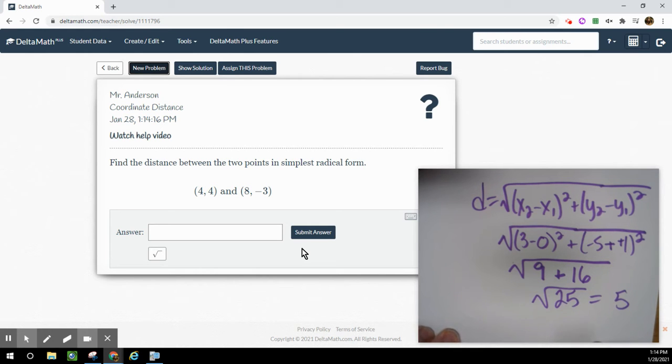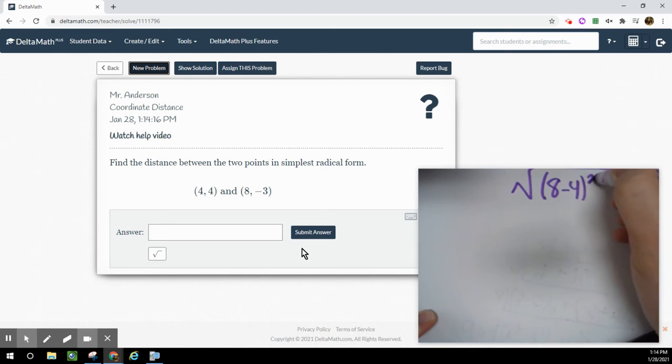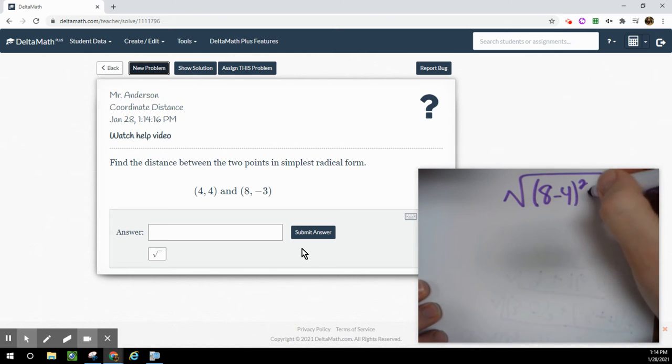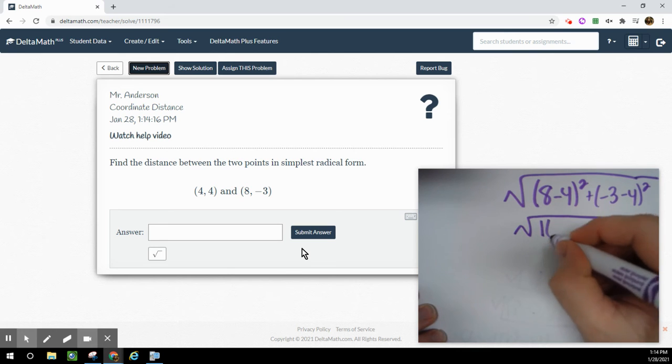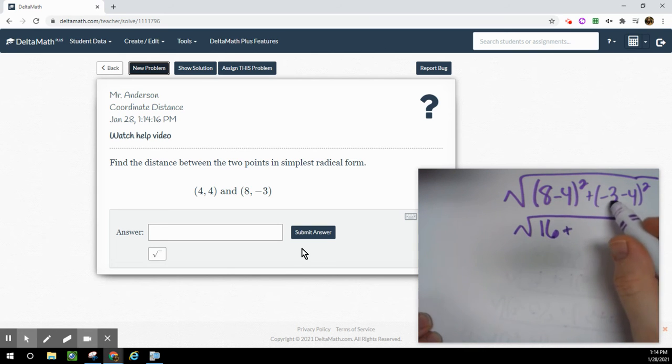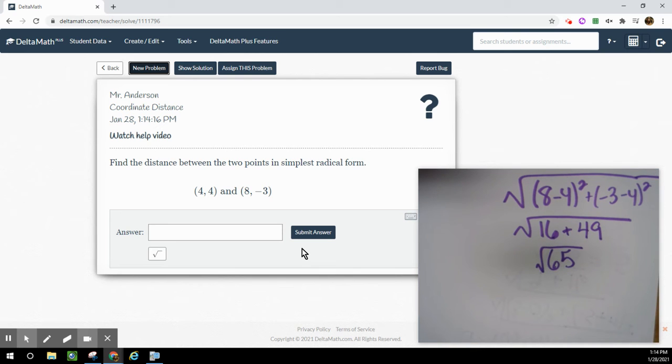And this next one says find the distance between the 2 points. So again, 8 minus 4 would be x minus x. -3 minus 4 would be y minus y. 8 minus 4 is 4, and 4 squared is 16. -3 minus 4 is -7, which when you square that is 49. If we calculate 16 plus 49, you get 65. And 65 does not break down any further, so let's just put square root 65.